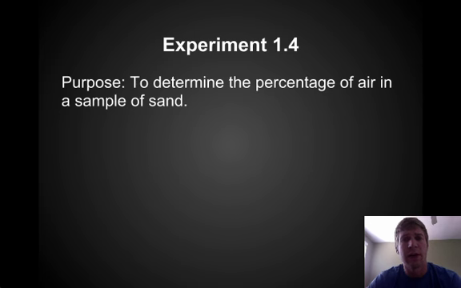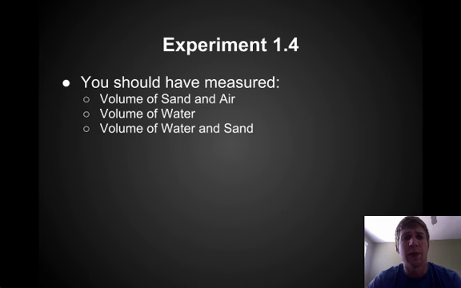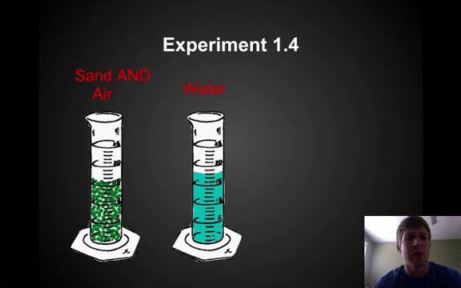As a reminder, the purpose of the experiment is to determine the percentage of air in a sample of sand. In your experiment, you should already have data. You should have already measured the volume of the sand with the air, the volume of the water, and the volume of the water and sand together. These images will hopefully help us realize what we measured and what we need to do with those data points to get the answer that we want, the percentage of air.